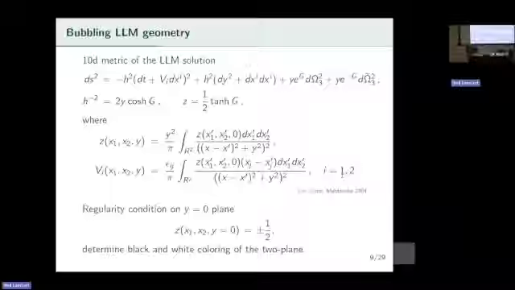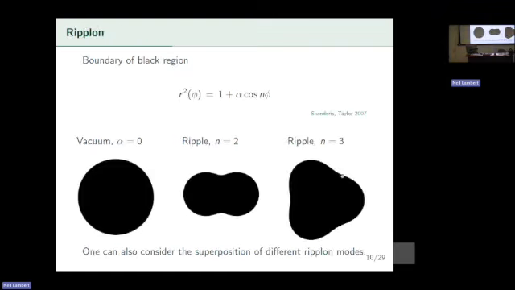So this can be pictorially represented as a coloring of the two-dimensional plane into black and white colors. I'm going to consider the solution which has the same topology as the vacuum, which in this picture is simply the black disk. The deformation of the vacuum, which is called Riplon, was considered by Skenderis and Taylor in 2007. And the boundary of the black curve is given by this equation in polar coordinates. It depends on two parameters, alpha and n. Alpha controls the size of the perturbation, and n is the frequency.